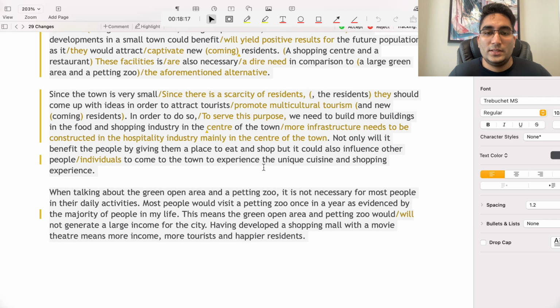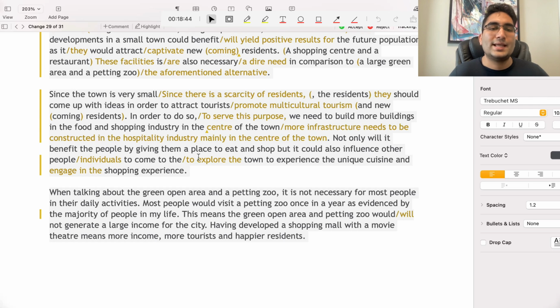To come to the town to experience the unique cuisine. Unique is good. Cuisine is good. And shopping experience. Okay. To come to the town to, okay, let's see. But it could also influence other individuals. To come to the town, to explore the town. All right, make it fancy. Explore instead of come. To explore the town, to experience the unique cuisine, and engage in the shopping experience. Why I want to put it is I want to show different words. Again, explore this and engage in this. This is not really a range of vocab, but it's more descriptive. When you have more description, it sounds better.